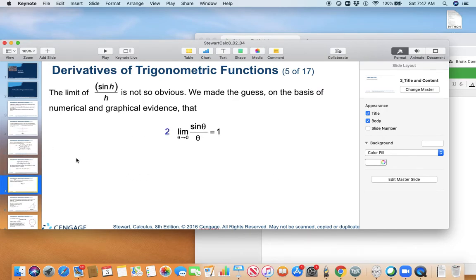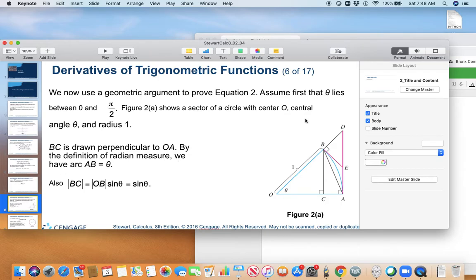Now, the limit of sine h over h is not so obvious. We have made the guess on the basis of numerical and graphical evidence that the limit as theta approaches 0 of sine theta over theta is 1. Now here is a small proof. Assume that theta lies between 0 and pi over 2, that is 0 and 90 degrees. That is, theta is an acute angle. So let's draw a right angle triangle. Now use radius 1 and draw an arc which meets at A.